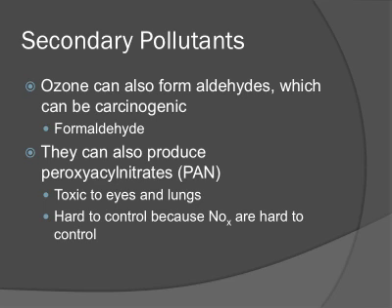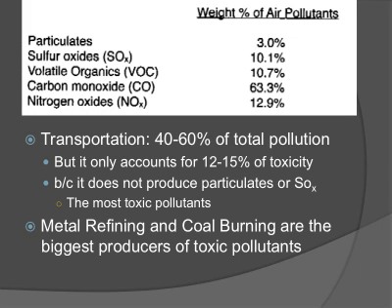So let's look at kind of the breakdown. We've been talking about these 5 main types. Okay? The particulates make up about 3% of our air pollutants. Our sulfur oxides make up about 10% of our air pollutants. Those organic compounds make up about 10% as well. The carbon monoxide makes up 63% of our pollutants. And then our nitrogen oxides are back down there around 13%. So if you look at this, the majority of our air pollutants is carbon monoxide. Does anybody remember where I said the majority of carbon monoxide comes from?